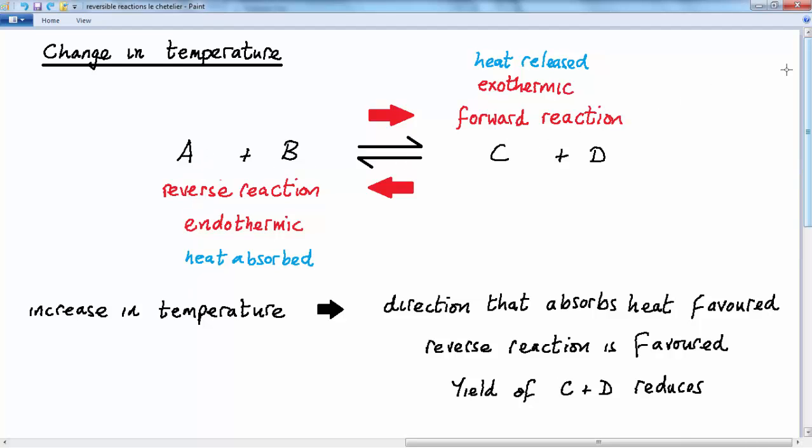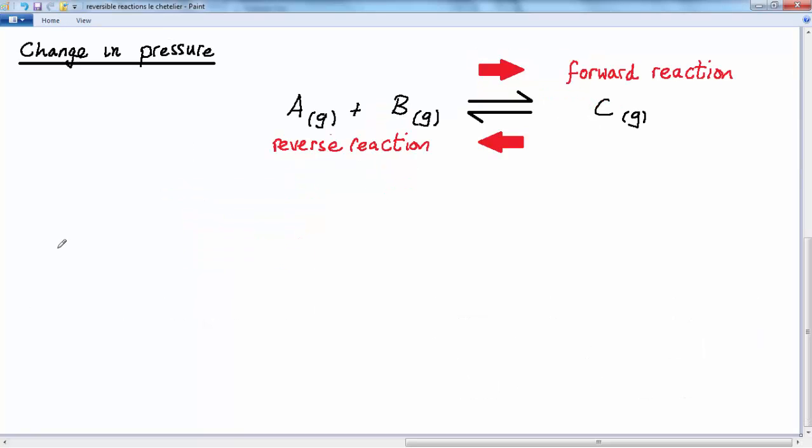What about when we have a change in pressure? Changes in pressure in reversible reactions only become significant when gases are involved. So in this particular reaction we've got three gases: A plus B reacting to produce gas C. In this type of reaction, what you've got to look at is the number of moles of gas involved. You've got to look carefully at these numbers by the side of the gases, the number of moles. So in this case, say we've got 3 moles of A and 1 mole of B, producing, say, 2 moles of gas C.